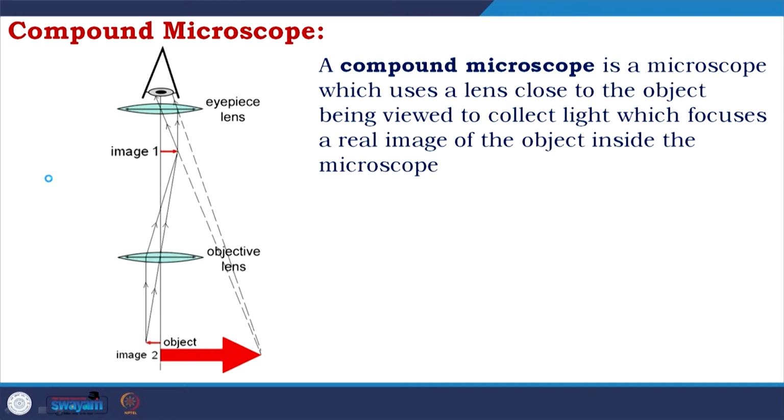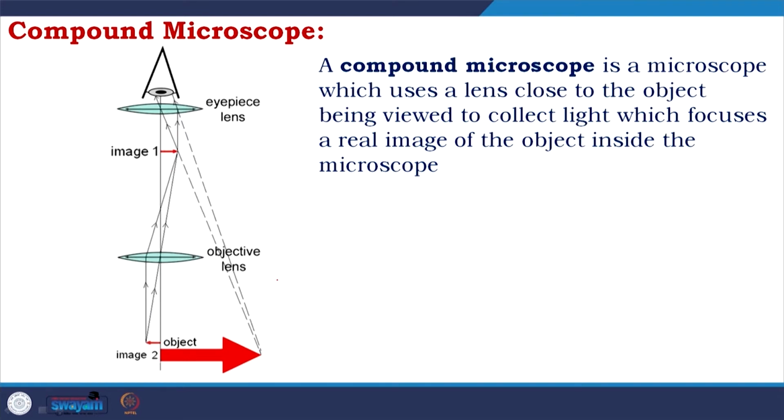Now, compound microscope. A compound microscope is a microscope which uses a lens close to the object being viewed to collect light, which focuses a real image of the object inside the microscope. So, there is one lens and there is another lens, eyepiece lens and objective lens. So, you have first the image 1 created and then enlarged image 2. So, the object goes there, an enlarged image 1, then it is further enlarged in the image 2.